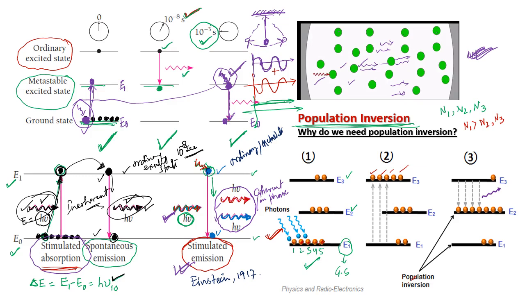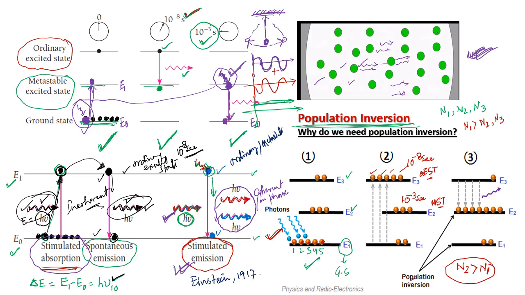Say that this is E3, some ordinary excited state, and E2 is a metastable state. So the population inversion is maintaining more atoms in the metastable state as compared to the ground state. This condition is known as the population inversion. The ordinary excited state has a lifetime of 10 to the power minus 8 second, and this metastable state has a lifetime of 10 to the power minus 3 second.